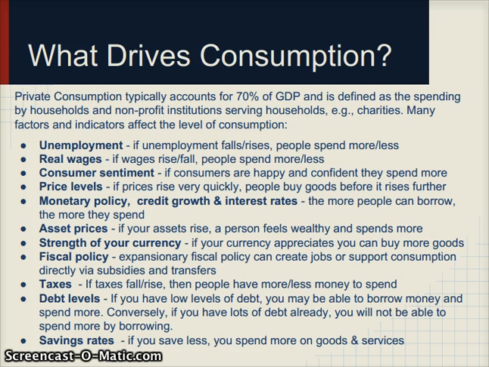So these are the main dynamics that I would look at for private consumption in a particular economy. Of course, there are other things as well, but I think these are the most important. And if anyone were to look at what's going to drive private consumption in the next year or 2 years, these are the type of things I would look at.